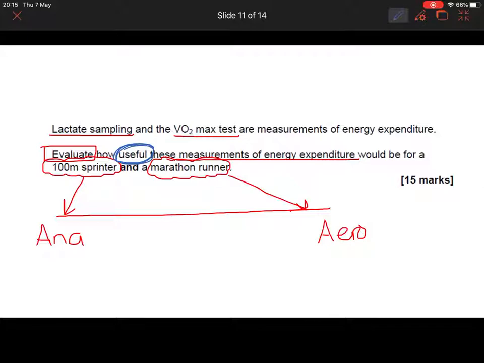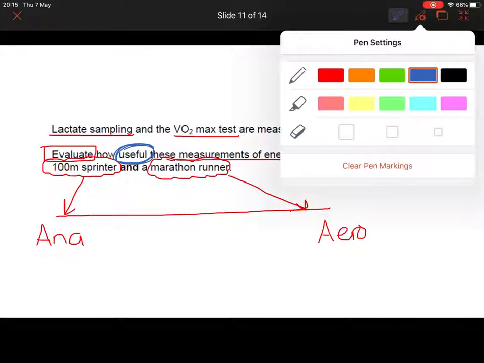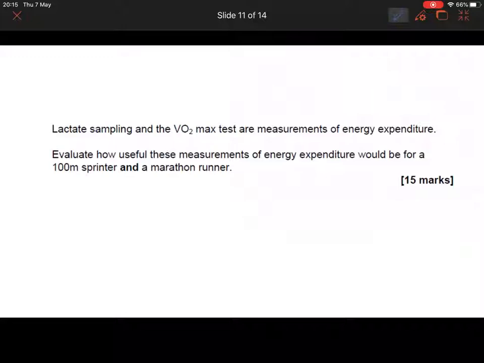So, how useful are lactate sampling and VO2 max tests for a 100 metre sprinter and a marathon runner? Okay, so that is the question. How useful is lactate sampling and the VO2 max test for the 100 metre sprinter and the marathon runner? And that is the question. Now, some of you might now be thinking, oh, well, actually, this one would be more useful for this particular performer because this particular test might be more useful.